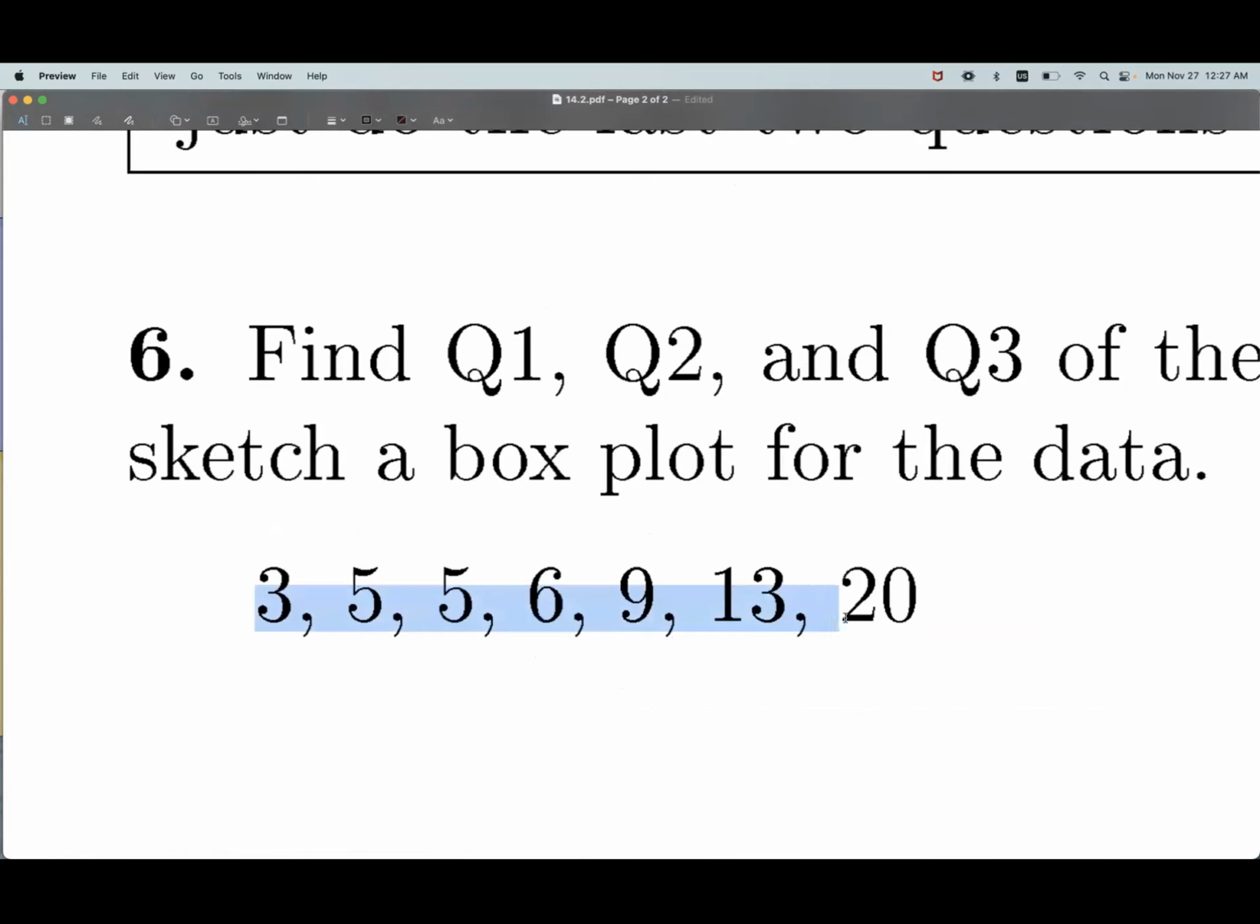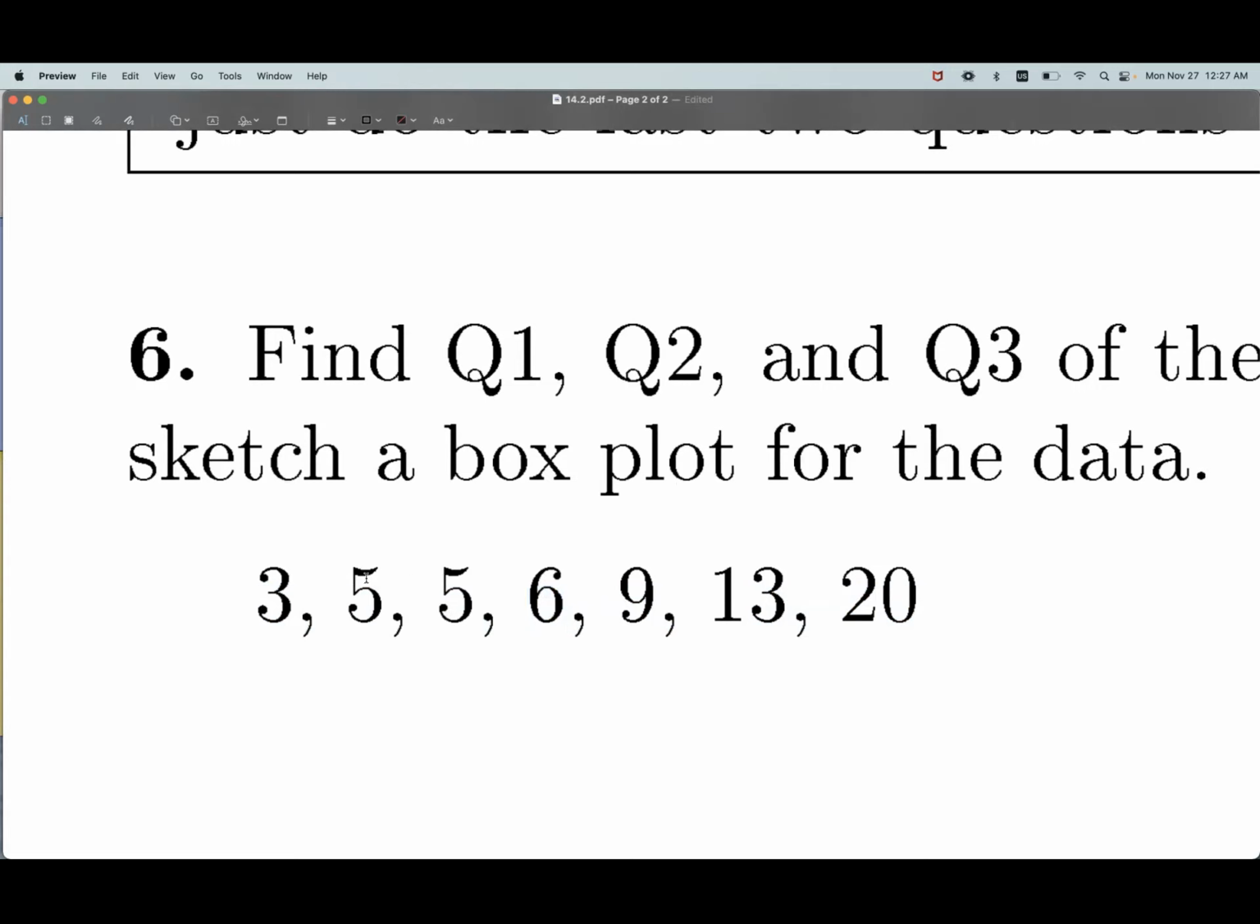So here's my data. I've got 1, 2, 3, 4, 5, 6, 7, and we know already how to find the median. There's 7 things, which means the fourth item would be smack dab in the middle. There's 3 to the left, 3 to the right. So that makes the median 6. Now this is the middle number, which means the first half would be these: 3, 5, 5.